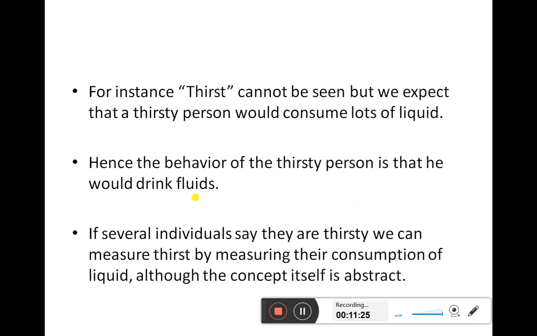But direct measurement, definitely we will measure its consumption quantity. Whatever liquid the individual will consume, we will get an idea from his or her consumption of liquid. So if several individuals are thirsty, we can measure thirst by measuring their consumption of liquid.